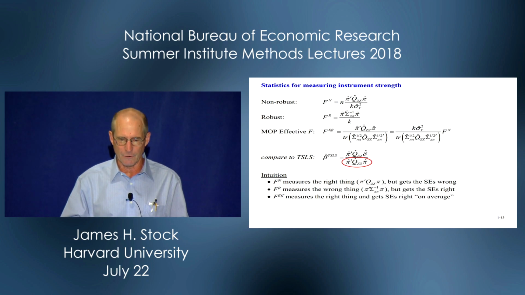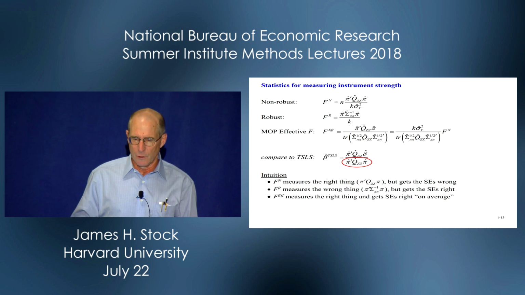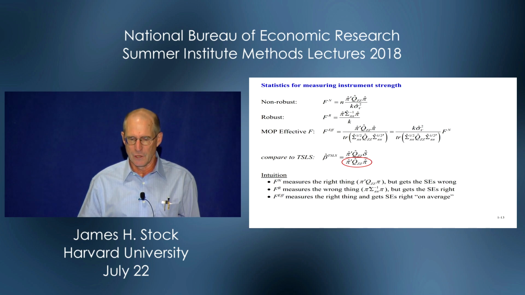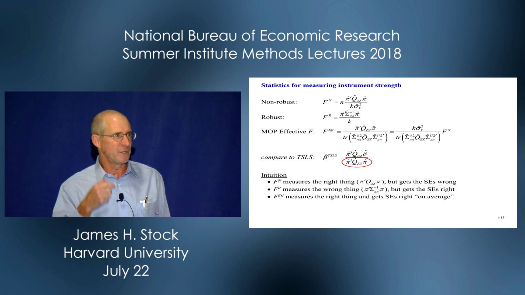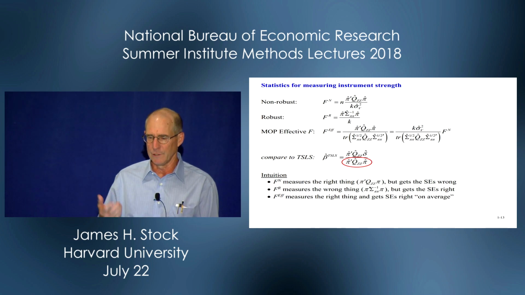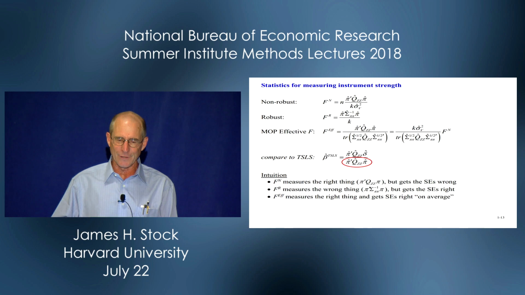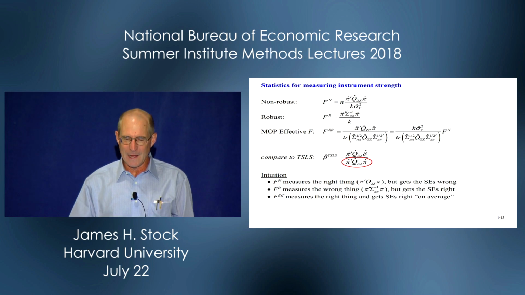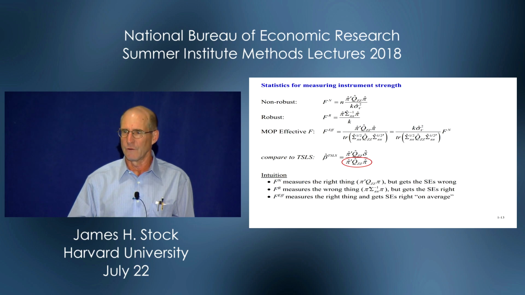Testing that pi is equal to 0. And then there's this weirdo thing, which is some hybrid, the Montiel-Olea-Pflueger. You look at it and you can say, well, I know why nobody uses this: somehow it's got the numerator of the non-robust thing, but then there's something funny going on in the denominator, where it's not using the pi's here, but it's using the pi's in some sort of trace down here. So there's something really peculiar going on.